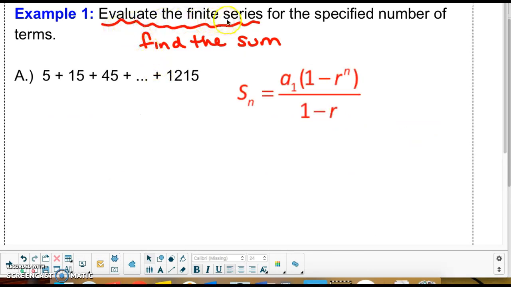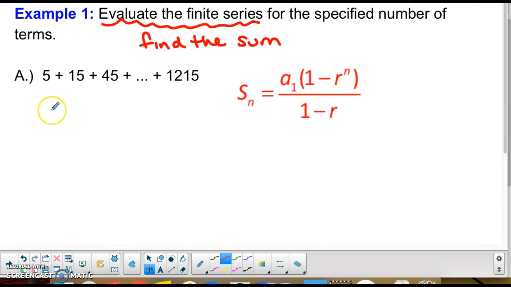So this one says to evaluate the finite series, which means to find the sum, and this is the sum formula. We are given that A1 is 5. So here's our A1. We can see from this that r is equal to 3. And the thing we don't know is what our n value is. We don't know how many terms we have, but we know the last term and the first term.